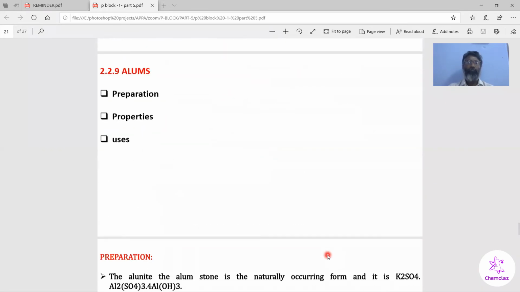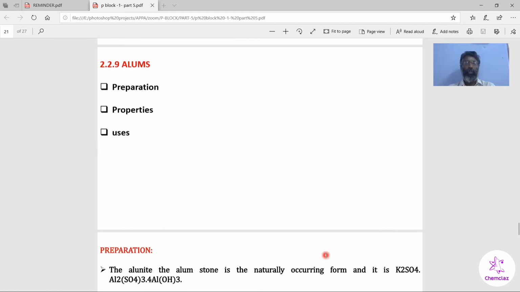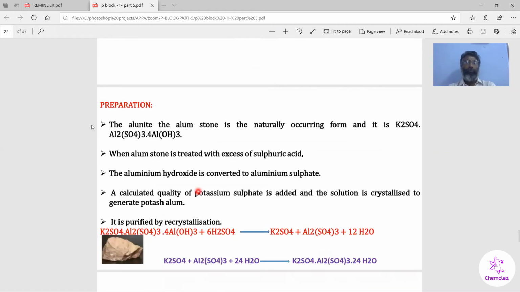So preparation, properties, and the uses. Okay, so it can be obtained from alunite. Alunite, or alum stone, this is the appearance of alum stone. The chemical composition is K2SO4 Al2(SO4)3 4Al(OH)3.